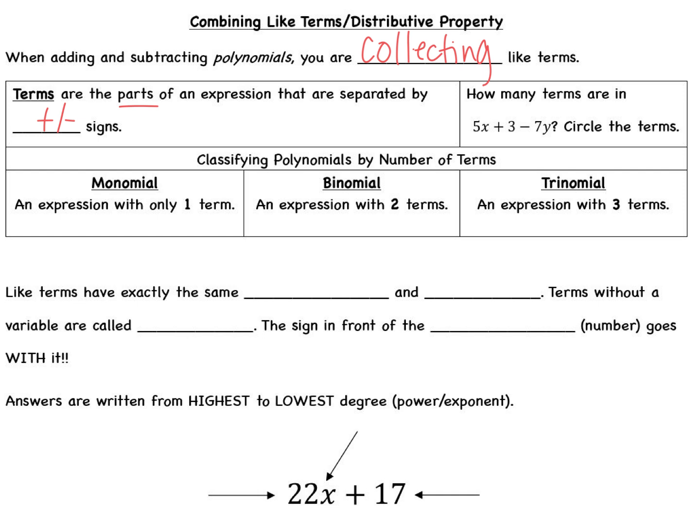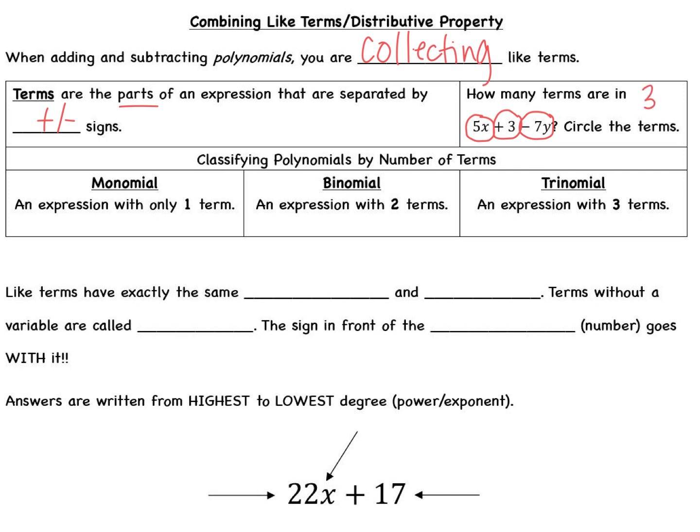We have a little example here. How many terms are in 5x plus 3 minus 7y? Circle the terms. So again, think about what we just said. The parts are separated by a plus and a minus sign. So we've got 5x. What else do we have? 7y. What kind of 7y? A negative. Yes, good job. A negative 7y. And what else do we have? We have a positive 3. So how many terms are in this one? 3. We have 3 terms.